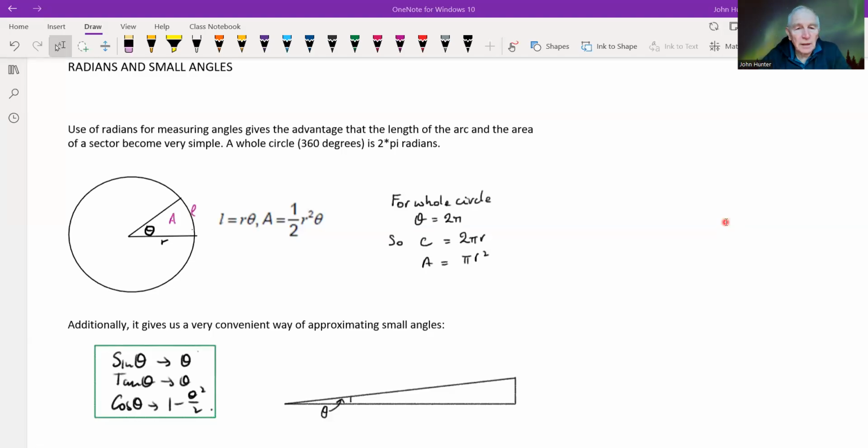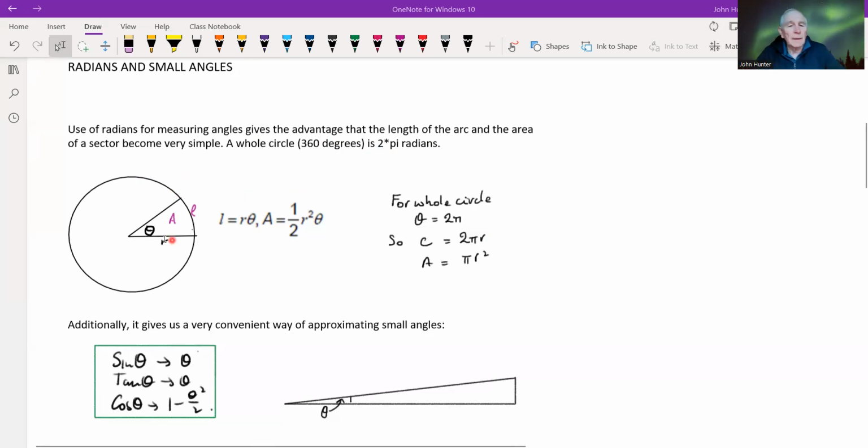Right, this video is part of the trigonometry section. This is basically about radians and how we use radians, including small angles and small angle approximations. What does it say? Use of radians for measuring angles gives the advantage that the length of the arc and the area of a sector become very simple. The whole circle is 2 pi radians.